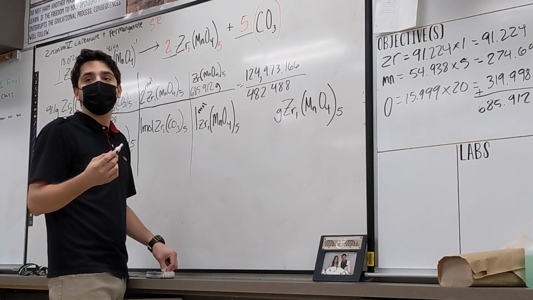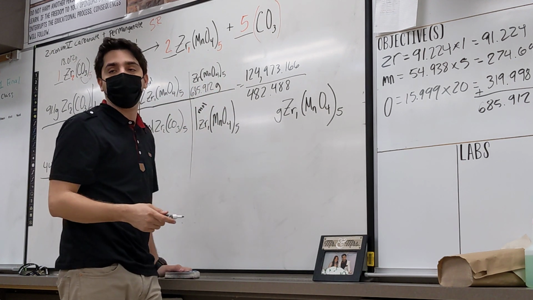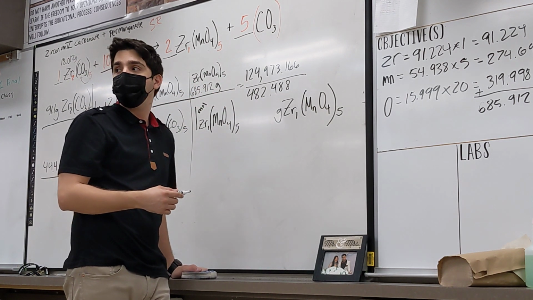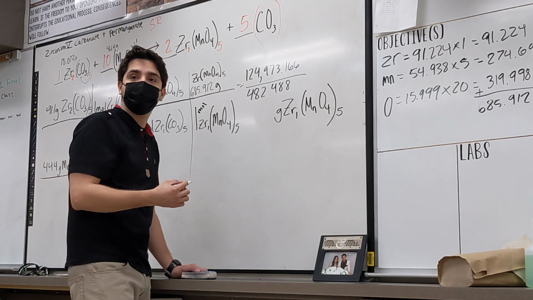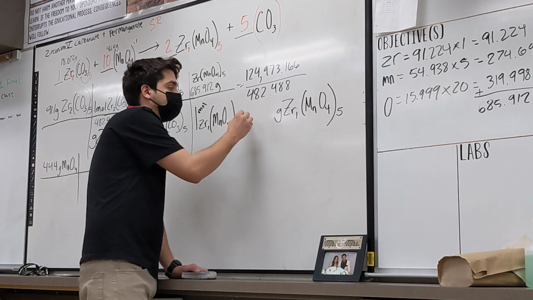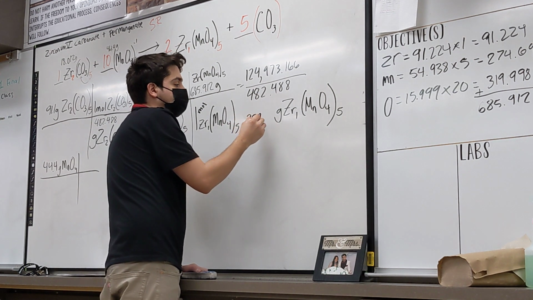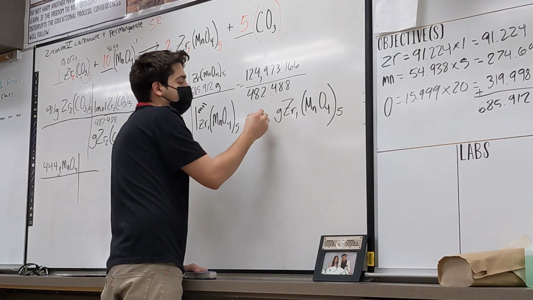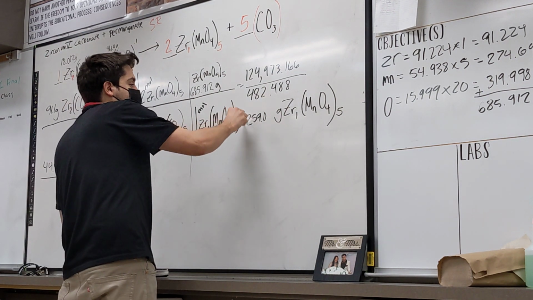Wait, you gotta divide that. It's whatever number you had divided by 482.488. That big number, right? 259.039661. So it's just 259.0. Okay, and that's in grams.